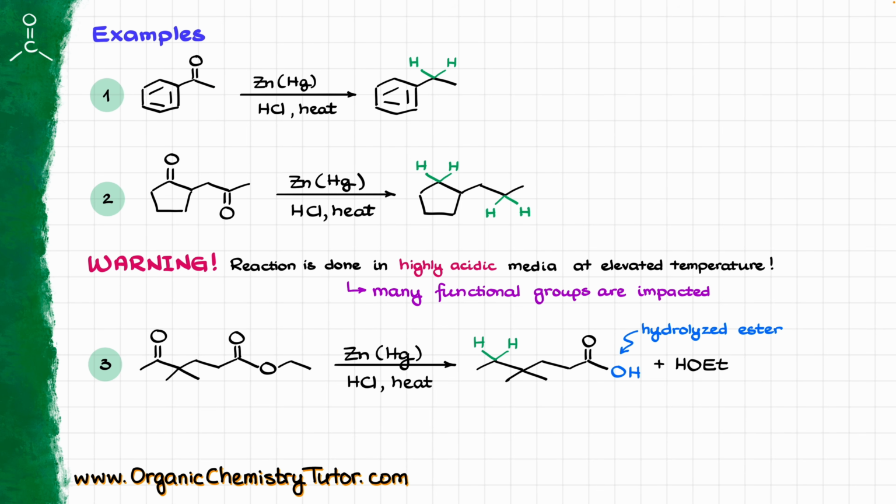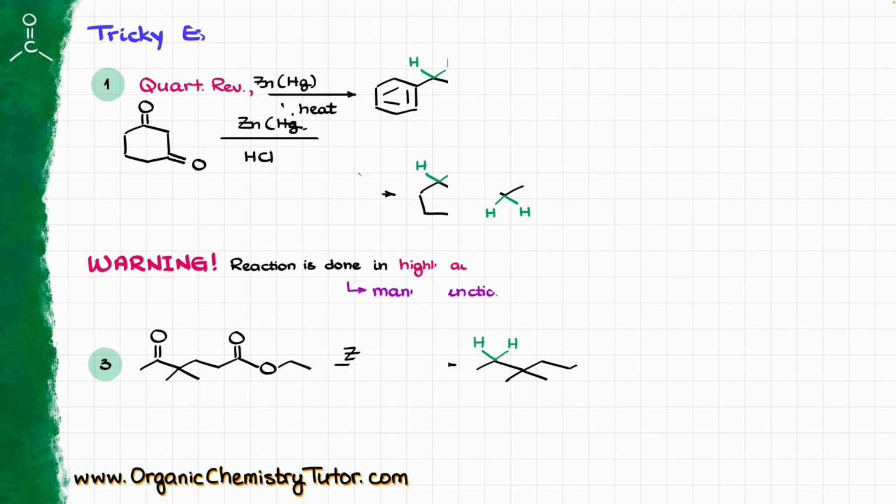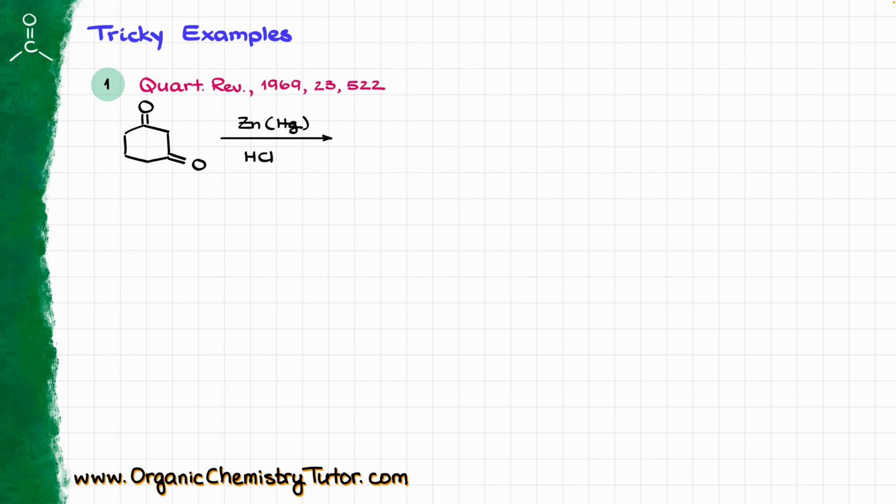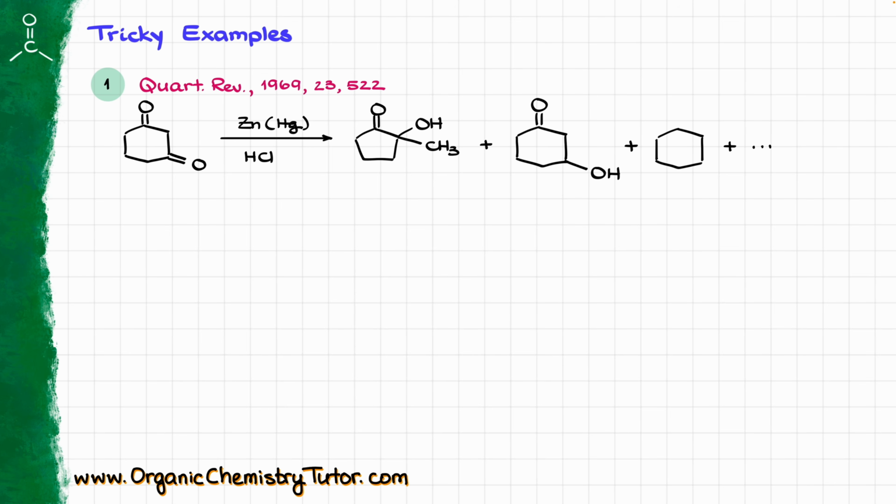But of course this reaction wouldn't be half as fun if it always worked the way it was supposed to. Here is an example of a reaction where things couldn't go more wrong. On the surface, it looks like a simple Clemmensen reduction starting with a 1,3-cyclohexanedione. And of course we are going to get some cyclohexane as our final product, but in addition to that, we are also going to get a couple of these guys and a few other products. So what's going on here?